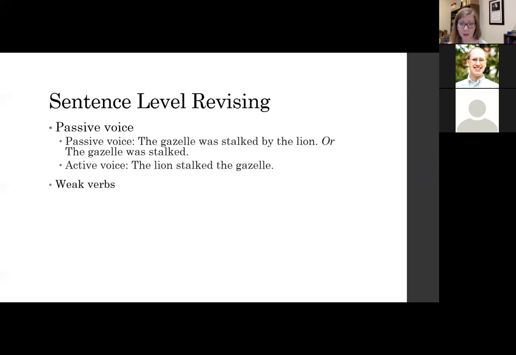A second aspect to look for at the sentence level are weak verbs. This is another problem that's actually fairly easy to spot, and fixing it reaps large dividends for communicating clearly to your reader and for developing your thinking about your topic. Find and eliminate to the greatest extent possible all to be verbs. Those are am, be, is, are, was, were, been, and being.